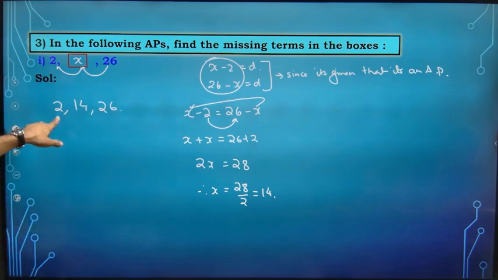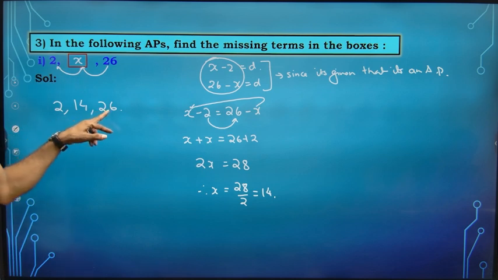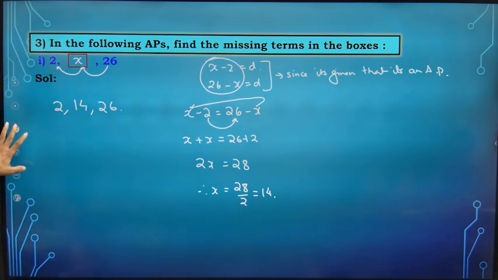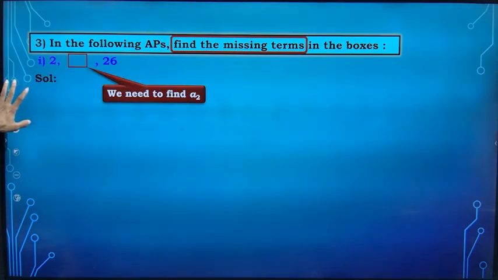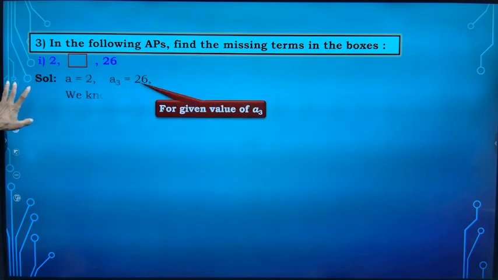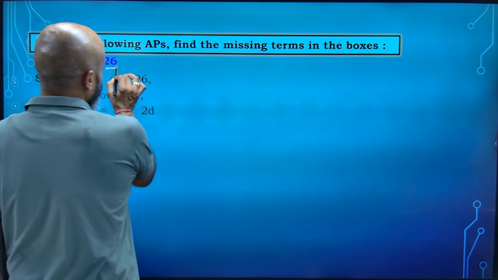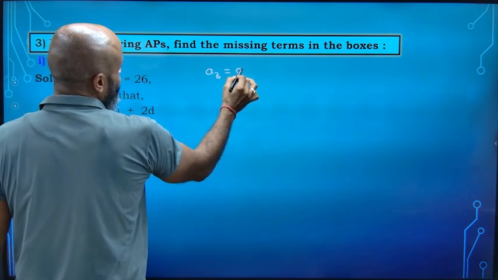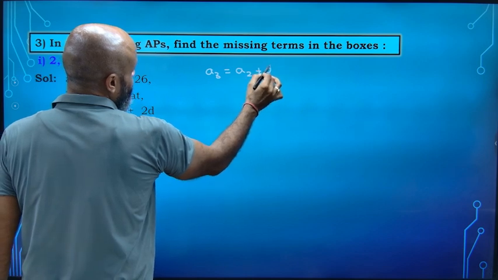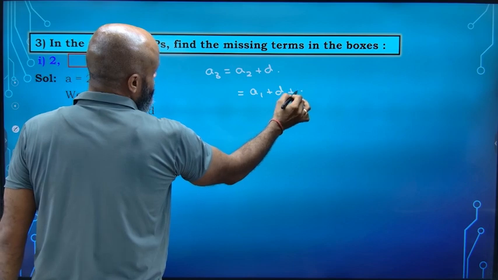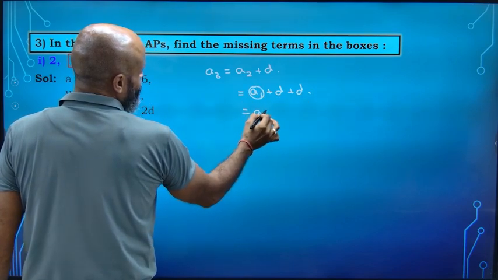Now look at this, 14 minus 2 is how much? 12, and 26 minus 14 is how much? 12. Is this an AP? This is an AP, because we have a common difference of 12. So we need to form A2, A3, A plus 2D. See, A3 can be written as A2 plus D. A2 can be written as A1 plus D, plus D. A1 can be written as A, so A plus 2D.